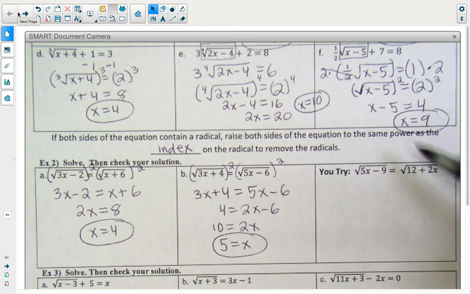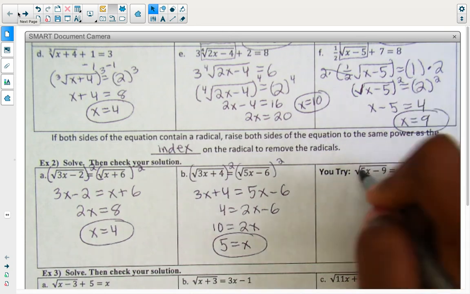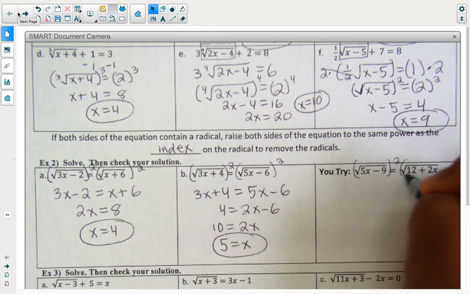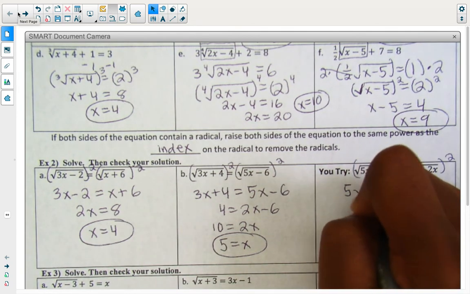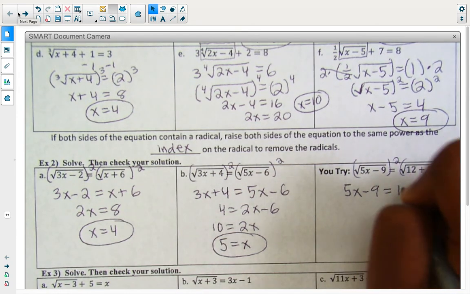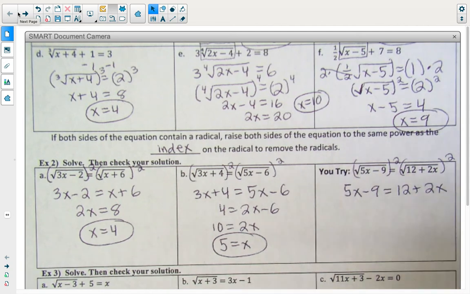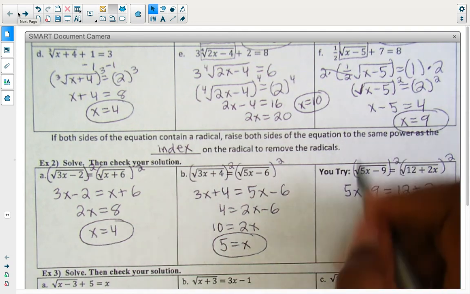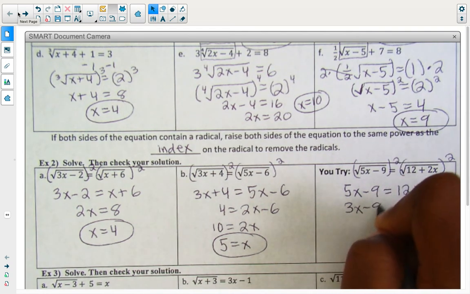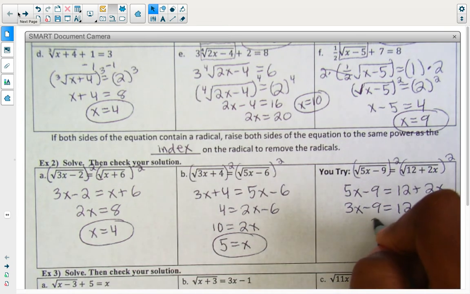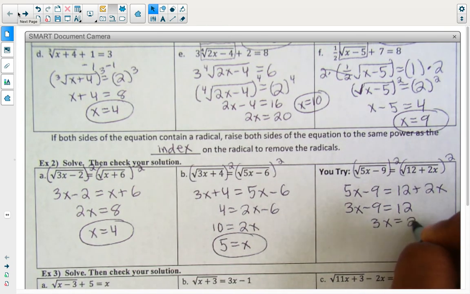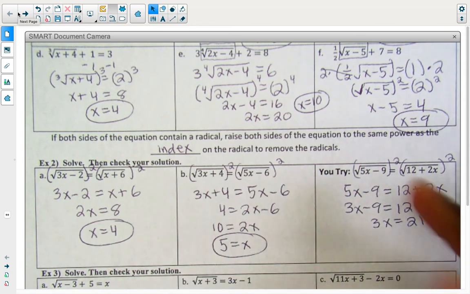And then we have one more. I have this square root right here on both sides of my equal sign. Square both sides to get rid of it. So we're left with 5x minus 9 is equal to 12 plus 2x. We're going to go through and solve our equation, do our opposite operations like we know how to do. Subtract 2x, subtract 2x, that's 3x. Add 9, add 9. And opposite of multiplying is to divide.